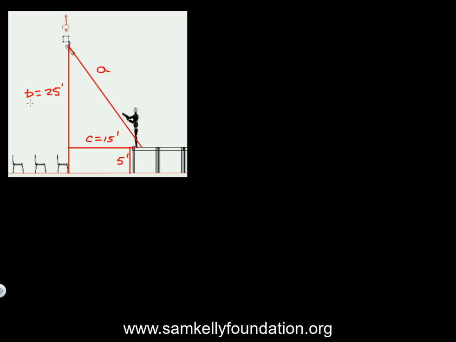Now, as you can see, this clearly forms a right triangle, which means to calculate A, the A is the hypotenuse of a triangle, which means A squared equals B squared plus C squared, where A is the actual distance we need to know to determine which light.